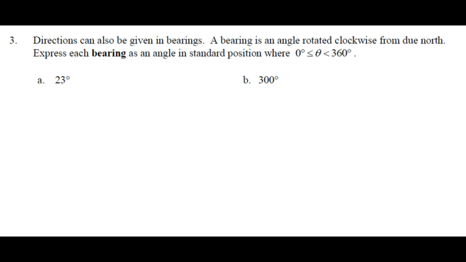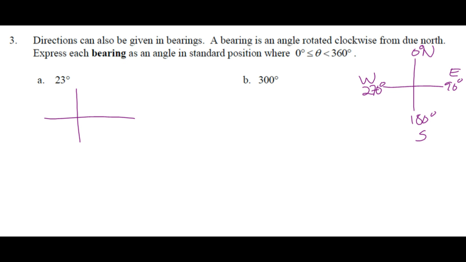A bearing is an angle rotated clockwise from due north. Express each bearing. Okay, so remember, for a bearing, 0 degrees, 90 degrees, 180 degrees, 270 degrees are north, east, south, west. And again, 360 is sometimes used. So instead of saying 0 degrees, I might say 360 degrees. Okay, 23 degrees as a bearing, right? So we're starting at north, which is 0. We are rotating 23 degrees this way. What's my angle in standard position?